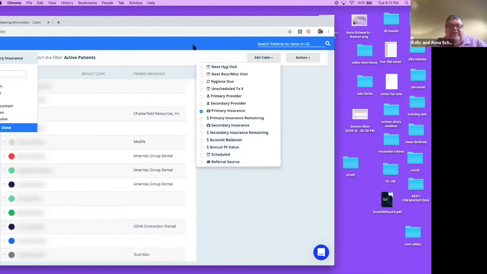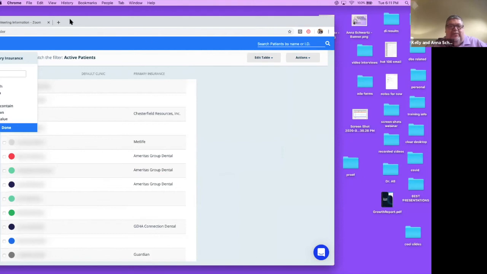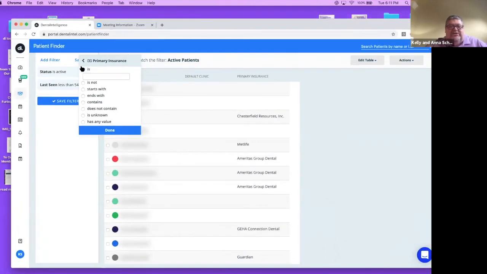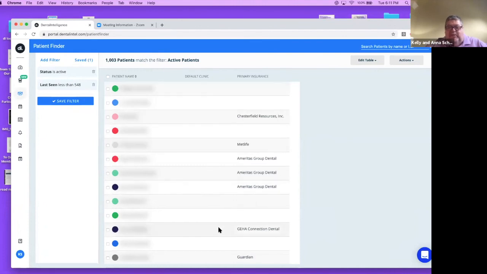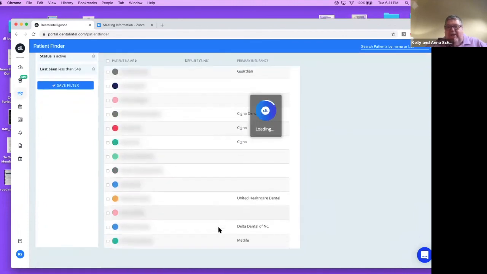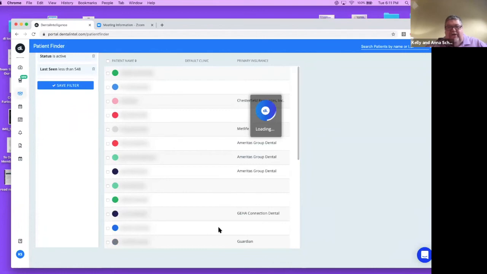So now what this has done is separated all our insurances for us, and we can then export this into a spreadsheet and then sort how many patients we have in what insurance. So I just wanted to show you that these are a few of the things that we have available for you to try to help you.